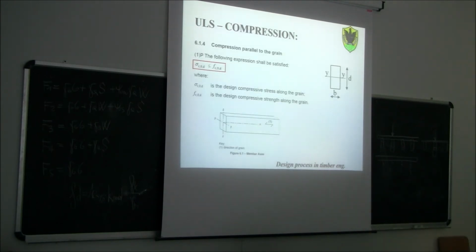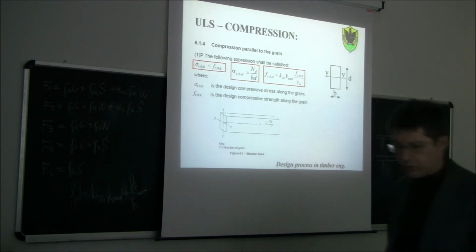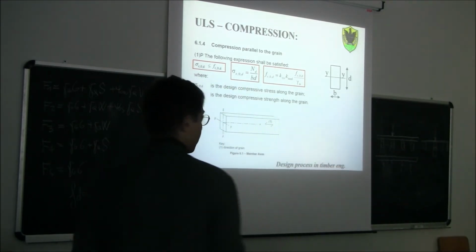Okay, compression parallel to the grain. The verification formally is very similar to the one that we saw before, if we don't have buckling, except that in this case, of course, we have a difference. You see the k_h has disappeared now. It's no longer there because we're talking about compression. And we have f_c,0,k, the characteristic compressive strength of timber parallel to the grain.